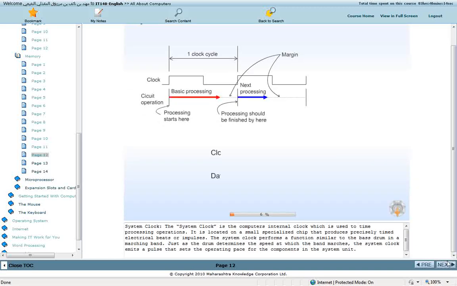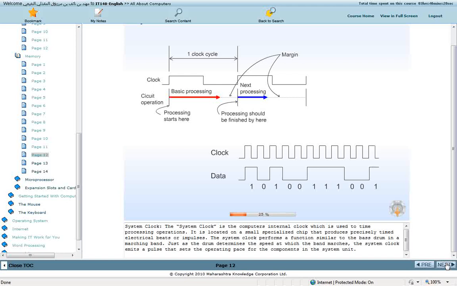System clock. The system clock is the computer's internal clock, which is used to time processing operations. It is located on a small specialized chip that produces precisely timed electrical beats or impulses. The system clock performs a function similar to the bass drum in a marching band. Just as the drum determines the speed at which the band marches, the system clock emits a pulse that sets the operating pace for the components in the system unit.